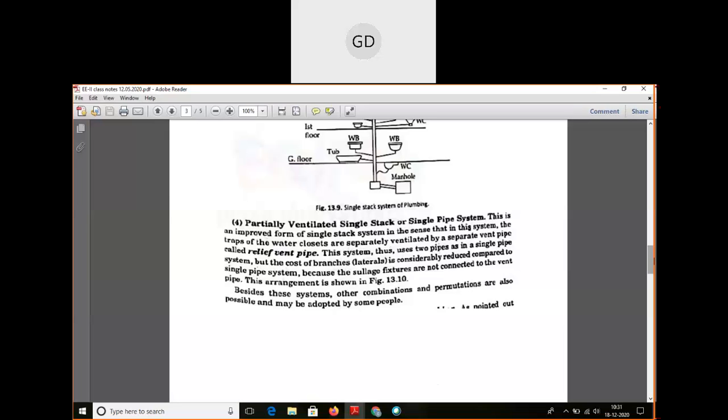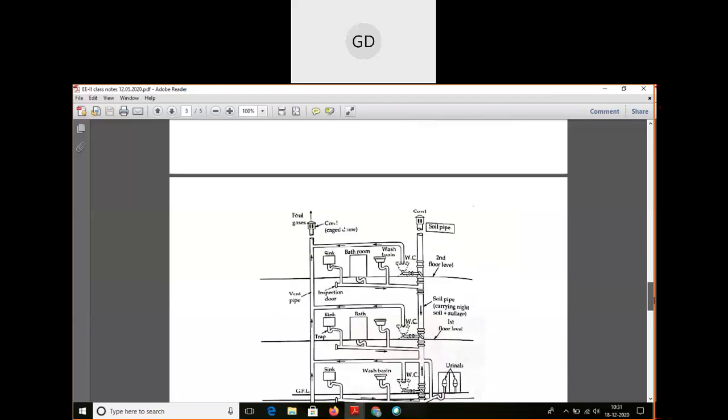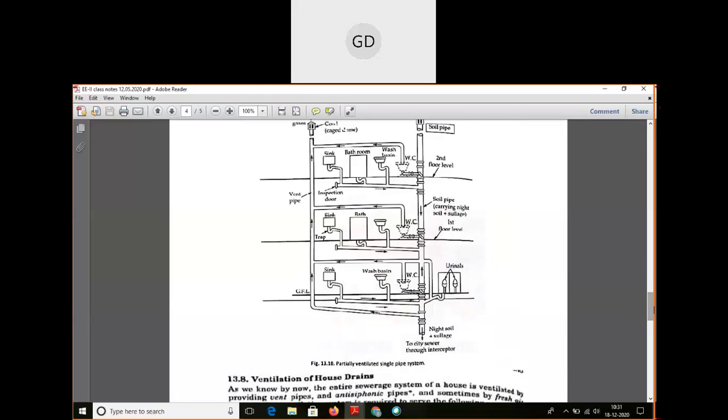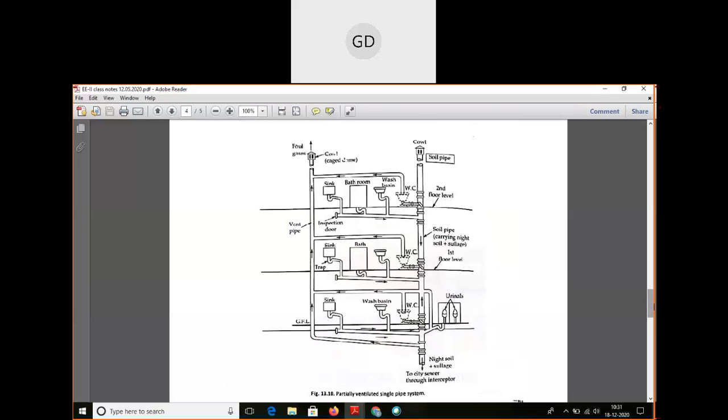And then you see the diagram here. This is the diagram of your partially ventilated single pipe system. So here you can see this is the pipe. It is carrying both the night soil and the sludge. Okay, and at the top it is provided with a cowl so that it can remove the foul gases, and there is also one vent pipe here. Okay, this is a vent pipe.